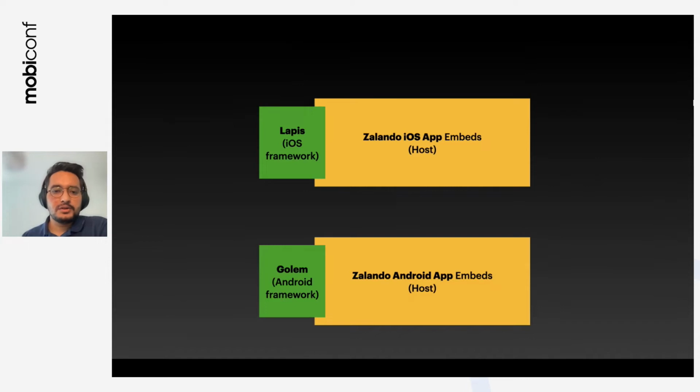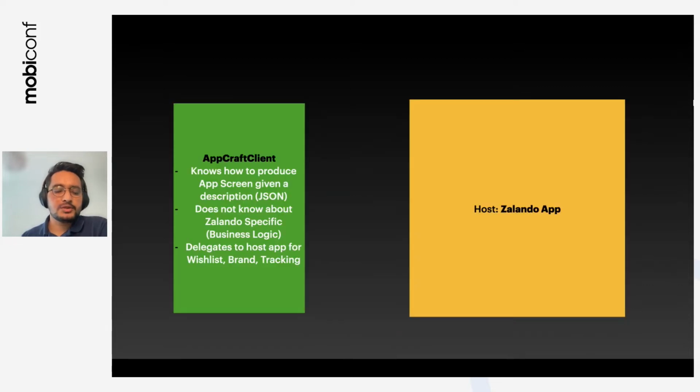Yeah, this is what I talked about. It's a framework that attaches to Zalando app. Now, there is the host app, and I call AppCraft client when I mean Android and iOS framework because they essentially have to do the same thing to produce the same thing. Now, as an AppCraft client, it only knows one thing, which is given a JSON description of the app, how do you produce a screen or UI view controller in iOS, in our case.